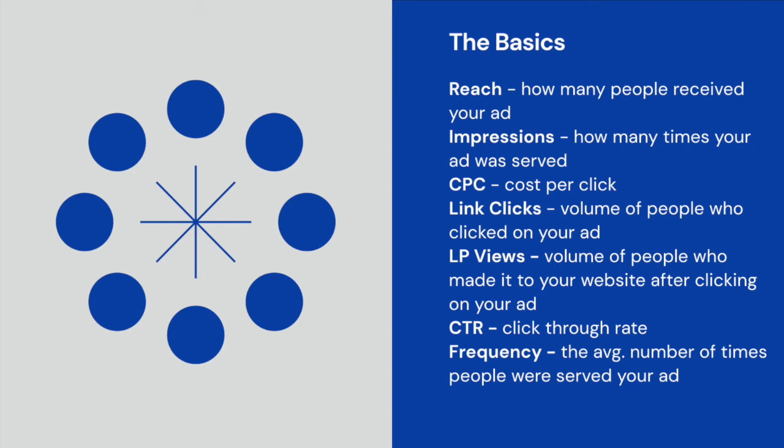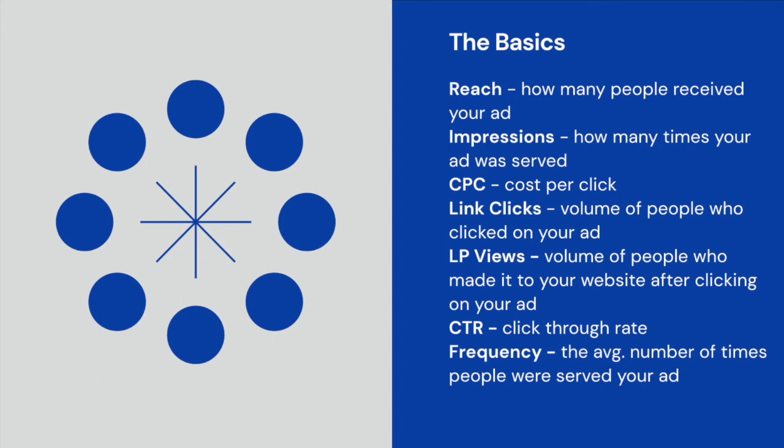And then the last in our basic metrics is frequency. Frequency is a measure of how often an individual is being served your ad. This can be measured at the campaign level or all the way down to the ad level. If you have an ad set with a frequency of 3, that means the audience being targeted by that ad set is each seeing your ads around 3 times in whatever your given time frame is.